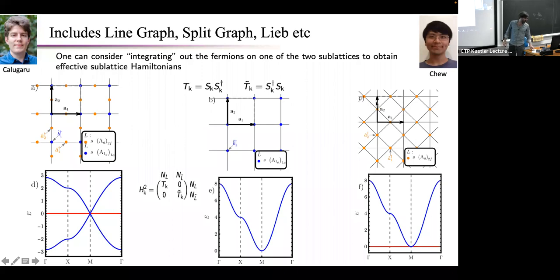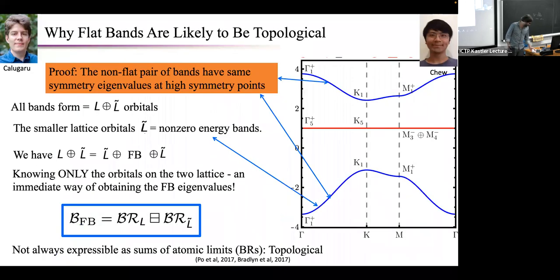But for example, we can form the line graph lattice of the Lieb lattice, which is the checkerboard lattice at some special value of the hopping parameters. And we get this flat band. This can be understood as just taking the Lieb lattice and putting a huge potential on the blue sites and basically integrating them out, right? So all these methods include not only bipartite lattices, but also line graph lattices, et cetera.